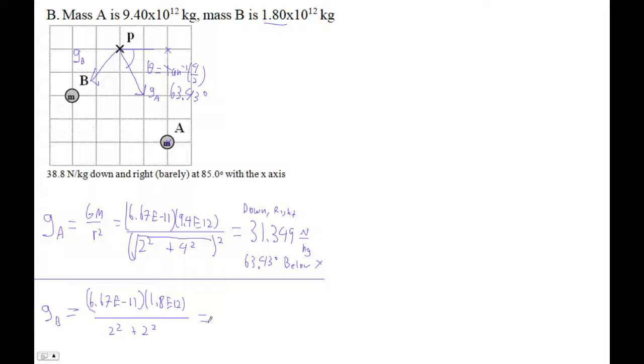Okay, so let's go find that. 2 squared plus 2 squared. So I changed the denominator, now I just have to change the numerator. This guy's 1.8. Okay, I've got it. Boom. 15.0075, and that's newtons per kilogram. And this guy is left and down, and this angle is, of course, our 45-degree angle.